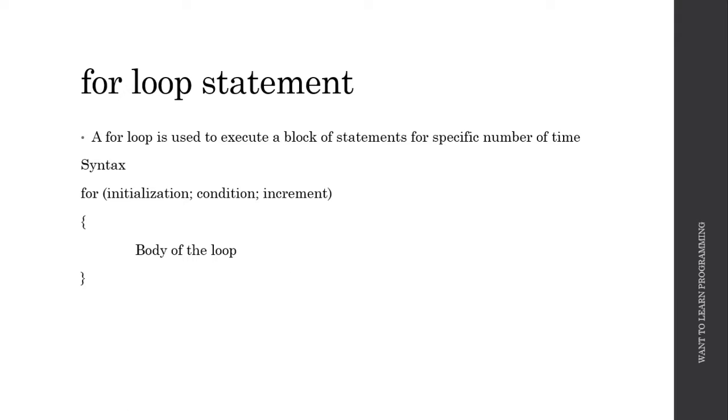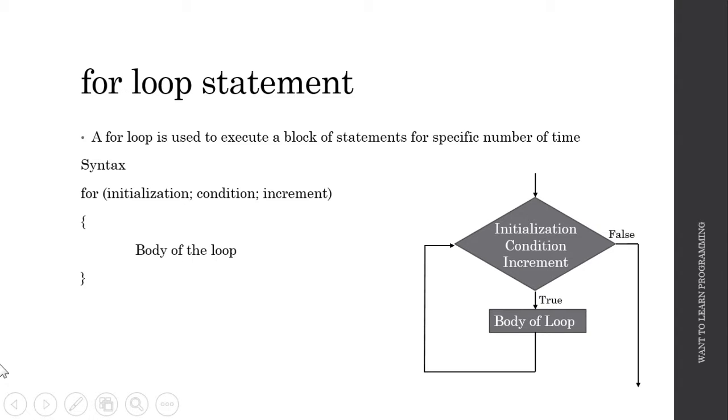Let's look at the flow diagram. Initialization, condition and increment. If the condition is true, it goes to the body of the loop, executes it and then comes back. Again, the condition is checked. After increment, it goes to the body of the loop, comes back, and if it is false, it continues with the rest of the program. Now let's look in detail how this works.